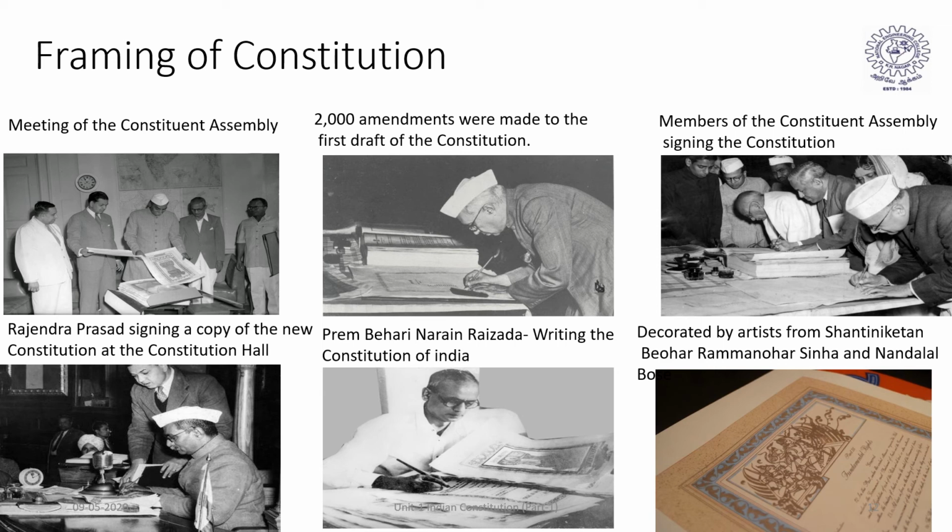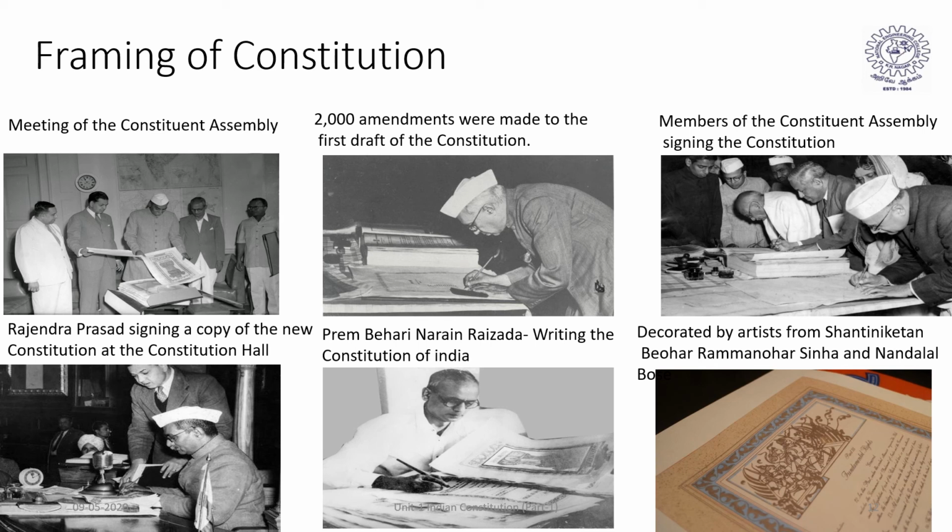The Indian constitution was a handwritten constitution and it was written by Prem Behari Narain Raizada, and the pages were decorated by the artists from Shantiniketan. The artists were Beohar Rammanohar Sinha and Nandalal Bose. After many deliberations and some modifications over 114 days, the 308 members of the assembly signed 2 copies of the document, one in Hindi and one in English, on 24 January 1950.